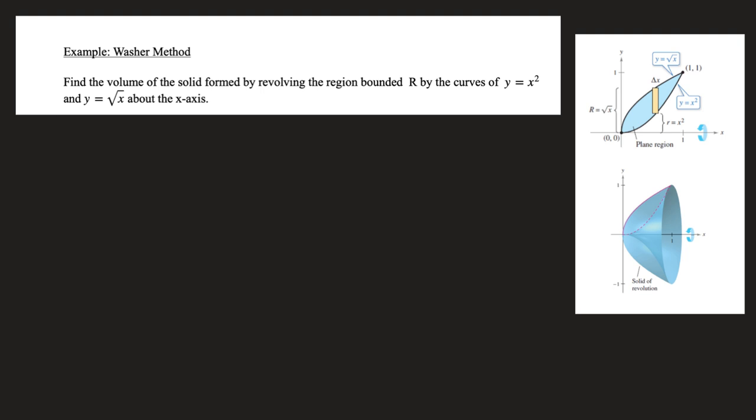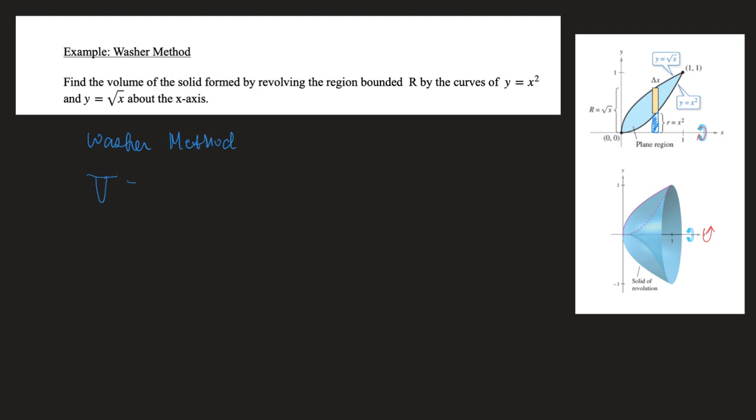Let's do another example for washer method. Here the top is y equals square root of x, and the bottom is y equals x squared. You have the region. I'm going to rotate this region over the x-axis, so we make a rectangle perpendicular to the rotating axis. Can you see the hole is right there? This is a hole, guys, so we're going to use the washer method.